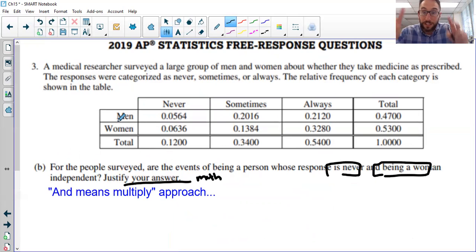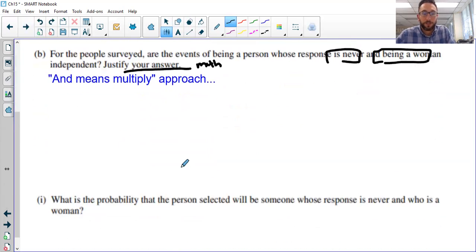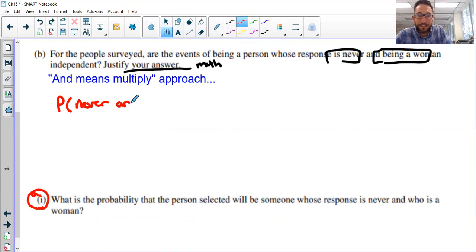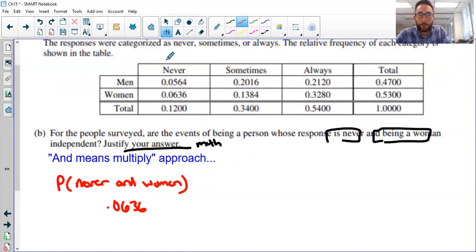One way is using the and means multiply approach. And so previously in this question, we found in A1, so this was question A1 you would have done previously, the probability that someone's response is never and they're a woman, that was 0.0636. Jumping back up to the table, the probability someone's response is never and they're a woman, that's this spot right here. So the probability of never and woman is just that 0.0636.